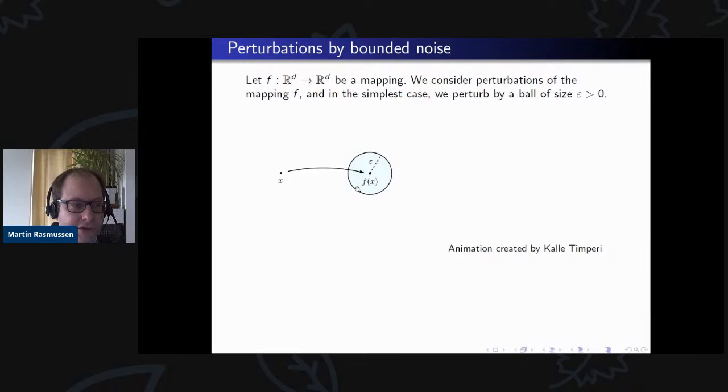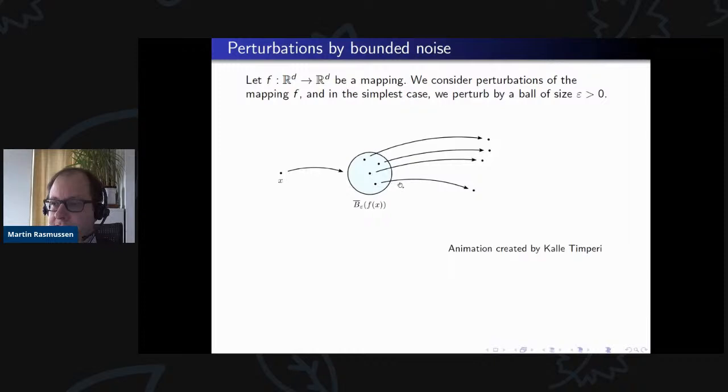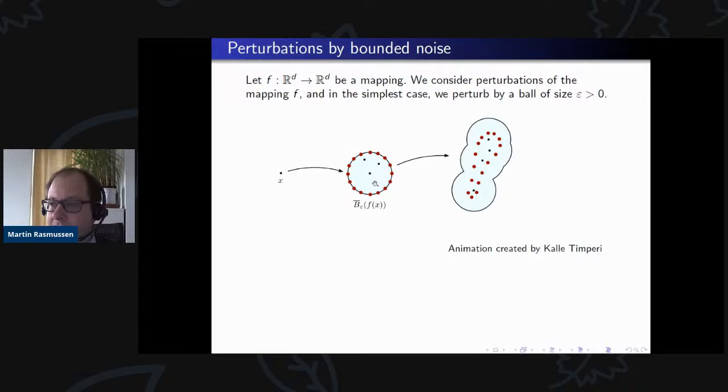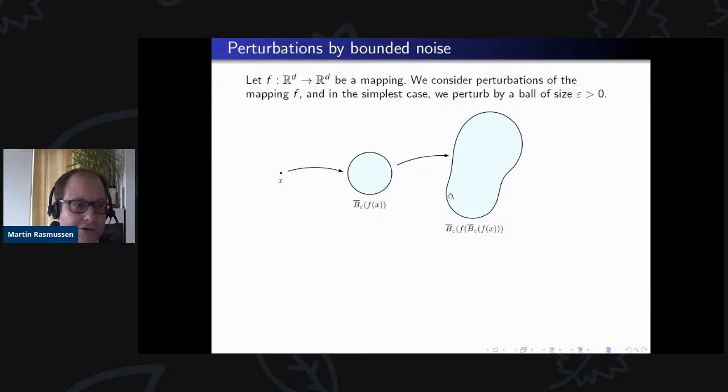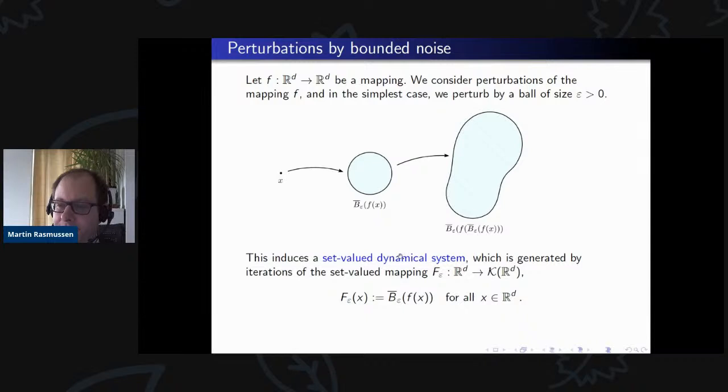When you would map deterministically, you would get F of x, but now you have this ball and you have to evolve this ball. You can take, for instance, 4 points in this ball and perturb these points, but maybe you get a better approximation of the whole set when you evolve the boundary. In the end you have to evolve all the points, and you get a very large set, and you have to evolve these sets. You create a set valued dynamical system, which is just given by iterations of these closed epsilon balls around F of x.